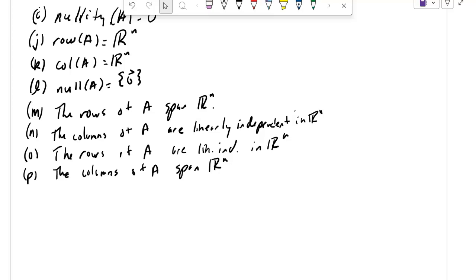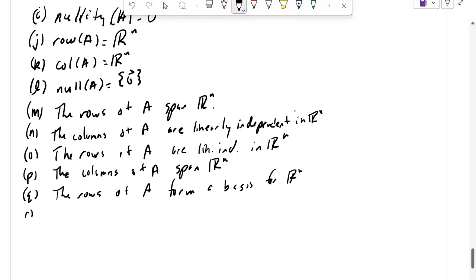Well, if something is linearly independent and it spans, what kind of a thing is it then? If a set of vectors is linearly independent and spans, what do we call that set? Basis. So that's the next two. The rows of A form a basis for Rn. In the last one here, this will be the last one we add today, the rows of A, or excuse me, the columns of A form a basis for Rn.